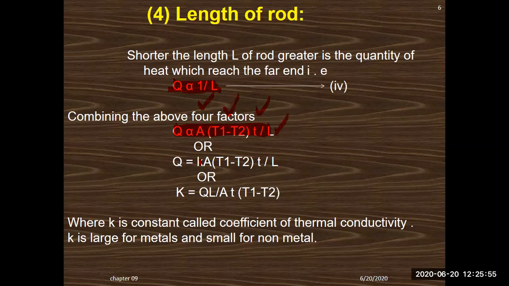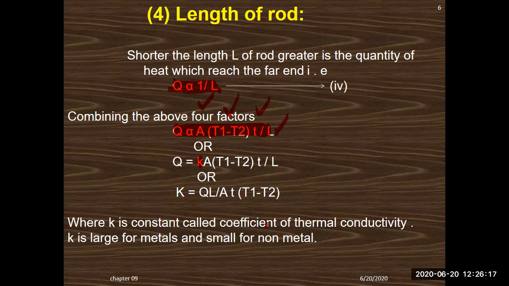So here it is. K is basically the constant of proportionality, which is called the coefficient of thermal conductivity. K is large for metals and small for non-metals, because metals are good conductors of heat. That's why the coefficient of thermal conductivity is more in the case of metals and less in the case of non-metals.